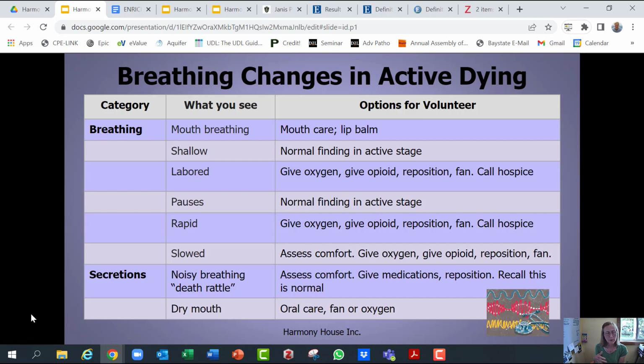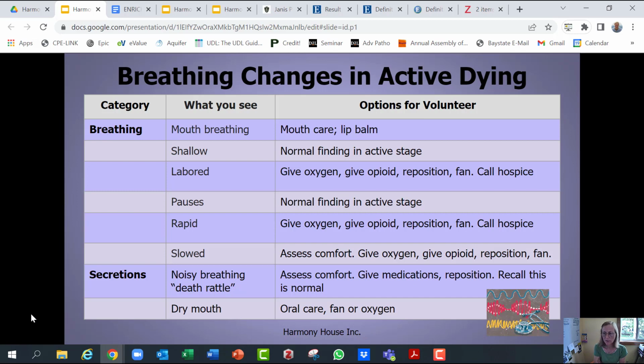Breathing pauses may occur towards the end of the active dying process, and that is normal. Rapid breathing may indicate either pain or a sense of air hunger. So we'd want to, again, give oxygen, opioid, reposition, and offer the fan. And again, calling hospice if none of those interventions seem to quiet the breathing rate. Slowed breathing, you want to take a look and see whether the patient looks comfortable. And if not, you're going to use the interventions we've talked about already.